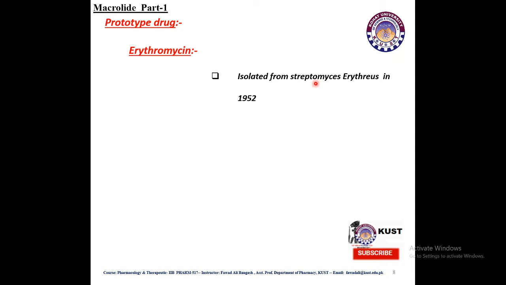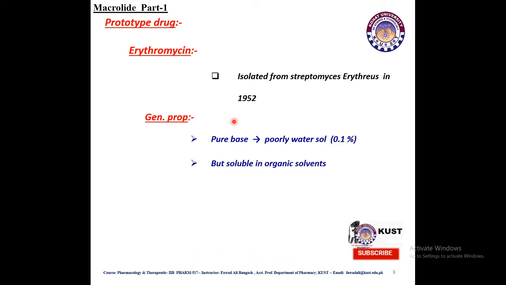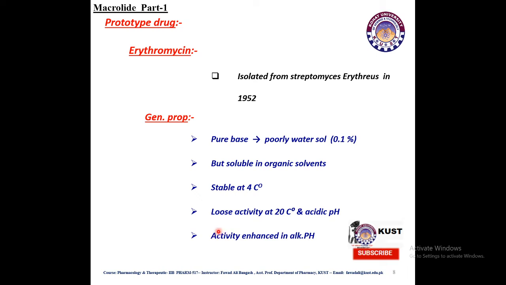Erythromycin was isolated from Streptomyces erythraeus in 1952. The general properties of erythromycin are that it is a pure base, poorly water soluble, but soluble in organic solvents. It is stable at 4 degrees centigrade. It loses activity at 20 degrees centigrade and at acidic pH. The activity of erythromycin is enhanced in alkaline pH, at basic pH. It is dispensed as an ester in salt form.